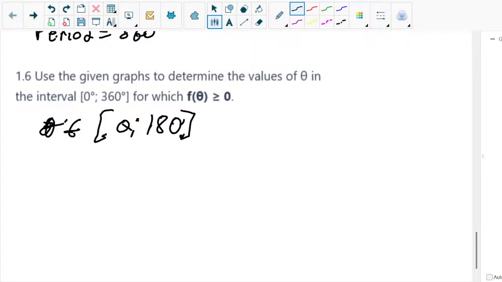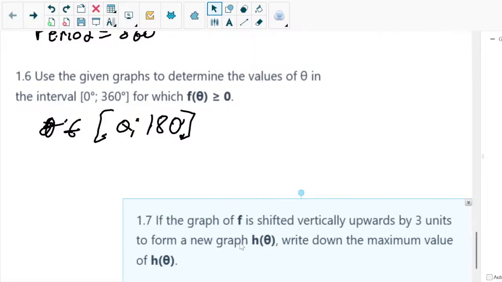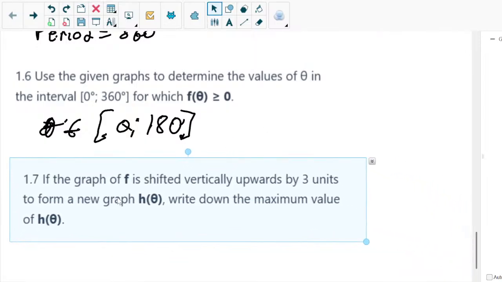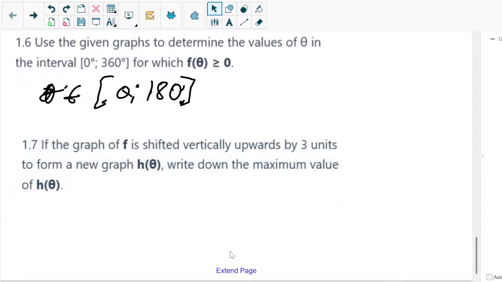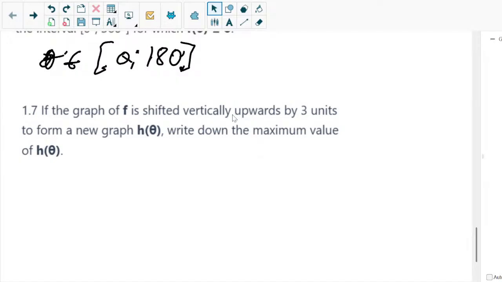Okay, what is the last question? The last question says, if the graph of f is shifted vertically upwards by 3 units to form a new graph h of theta, write down the new maximum value of h.